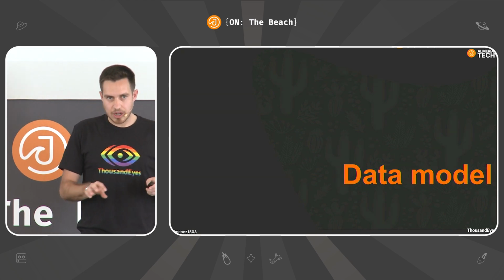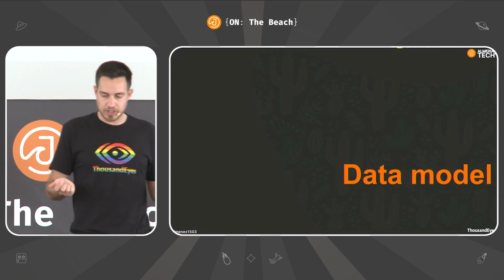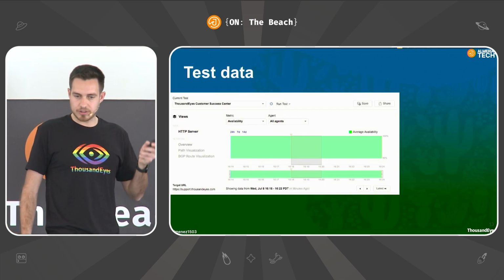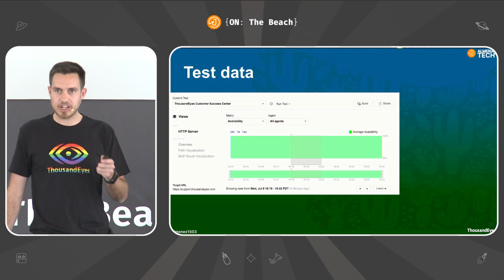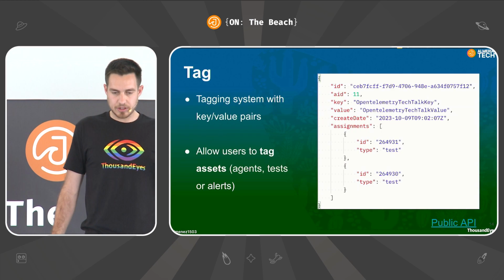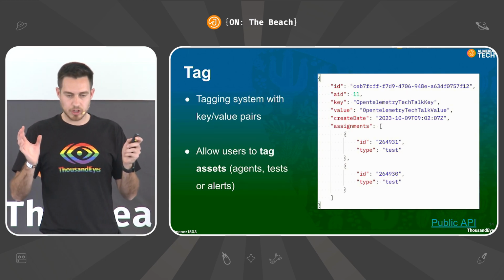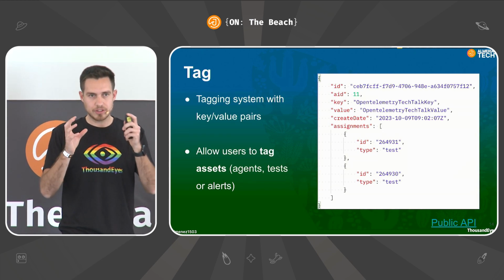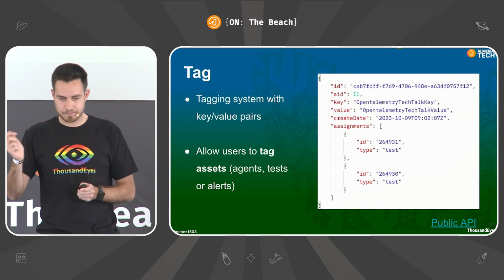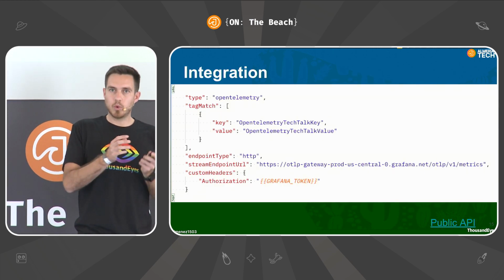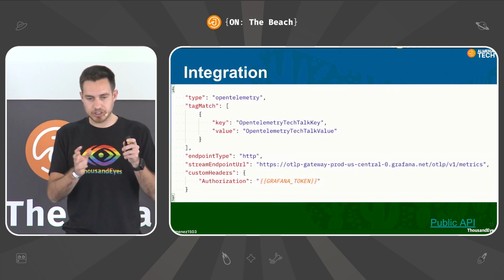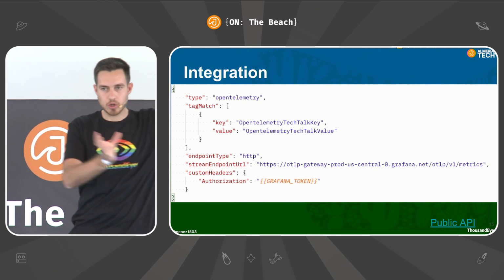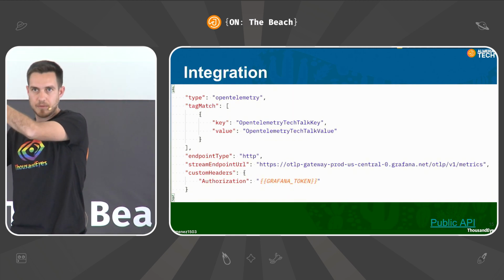We cannot talk about the architecture without talking about our data model, so let's jump into that. We already know the test data. It is accessed through a dashboard or through an API. Perfect. And now we are going to a new concept, the tag. It is a way to group tests based on a key value pair, okay? And you might think, why do we need tags? We need them for the integration. So an integration is a way to say which test data you're going to send to each customer endpoint.